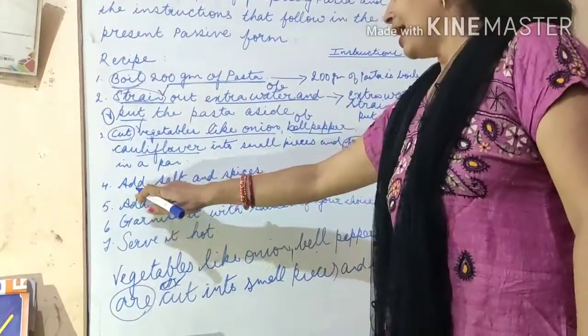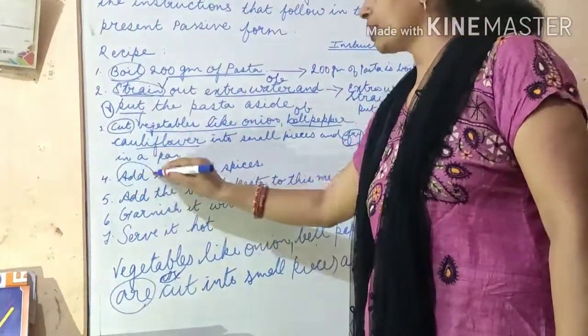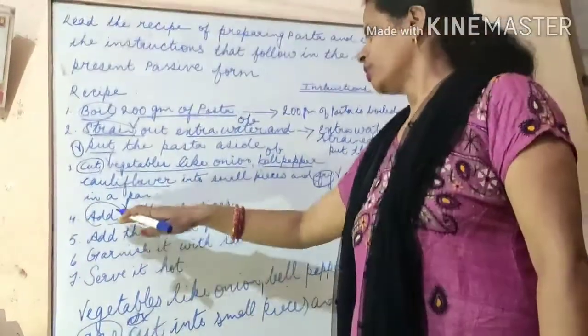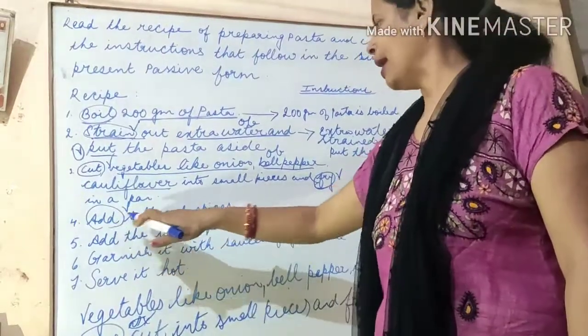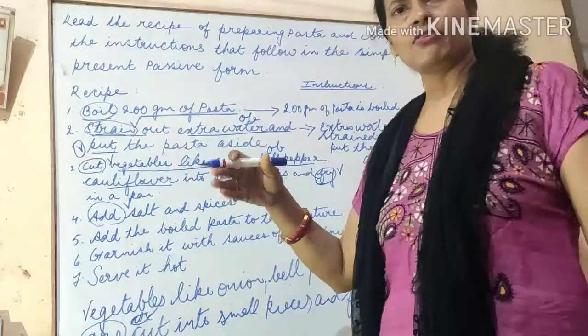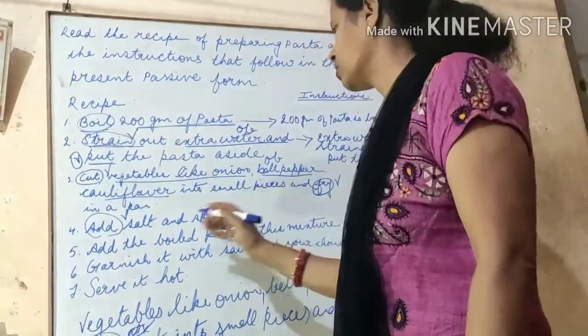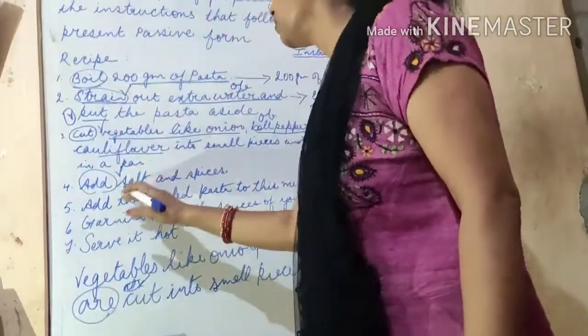Now number 4: add salt and spices. Add. So this is the verb here. In passive voice, you have to be careful only about the verbs and the object. Once you identify verb and object, you will not make any mistake. And you always remember V3, there is no chance of making mistakes in passive voice. So salt and spices.